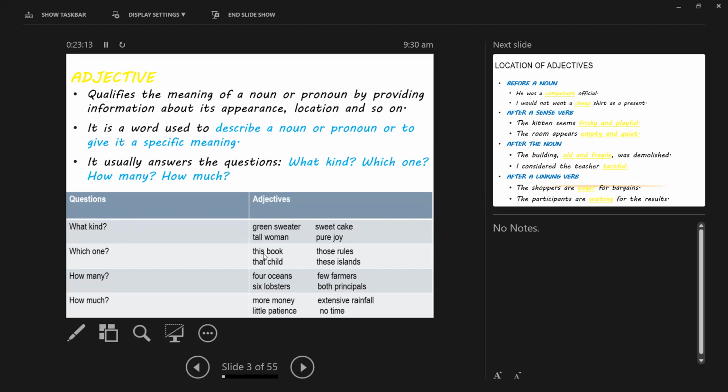As you can see, the words this, that, those, and these, magtataka ka, why did I call them adjectives? Because they are actually pertained as demonstrative pronouns, okay? They demonstrate a specific thing in a sentence, okay? So, which one? This book. And what is the difference between this and that? Any answers? Yes, please.